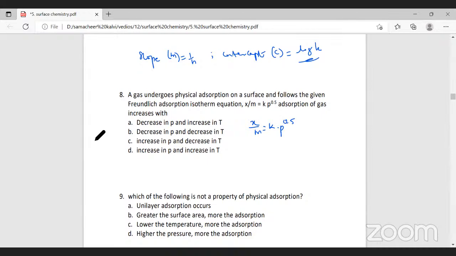Adsorption of gas increases with increase in pressure, and generally adsorption decreases with increase in temperature. Remember, generally adsorption increases with increase in pressure and adsorption decreases with increase in temperature. Hence, the answer for this question is option C.